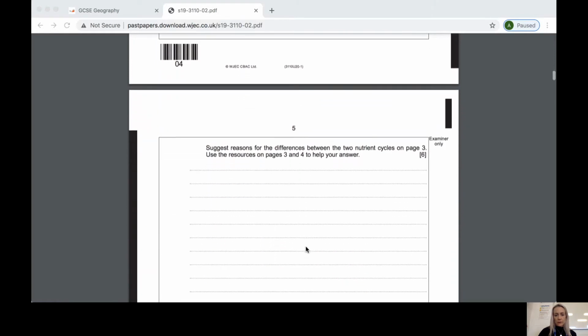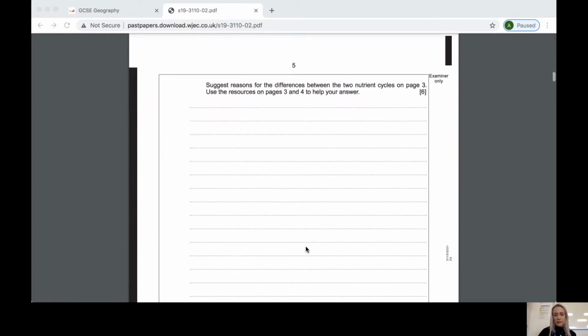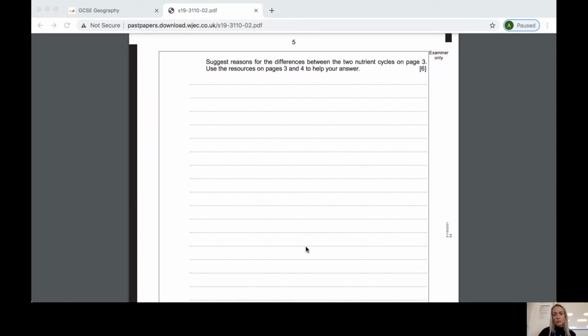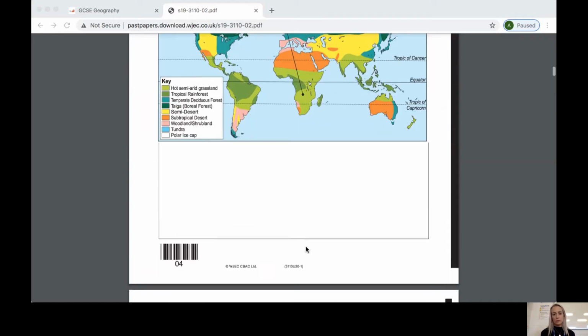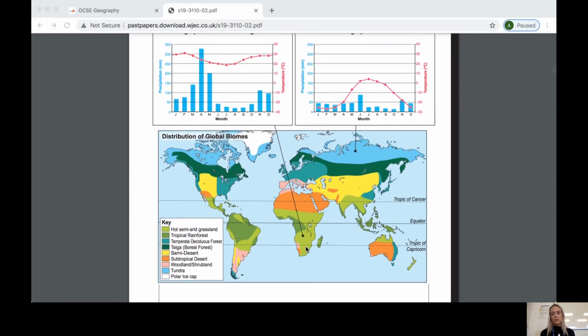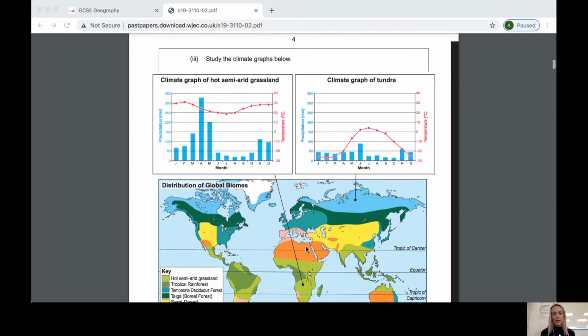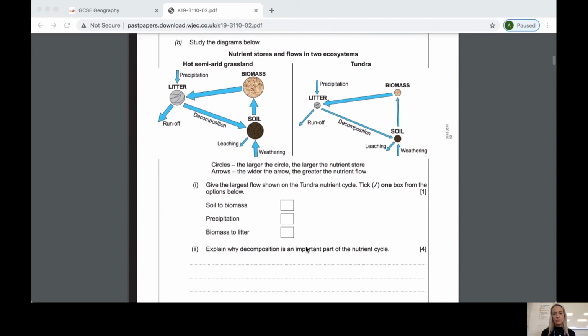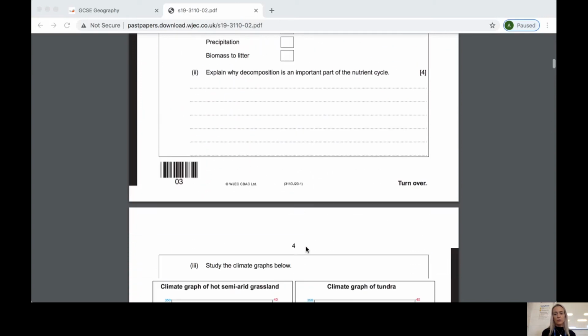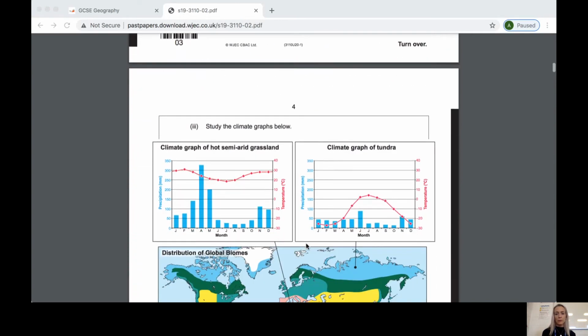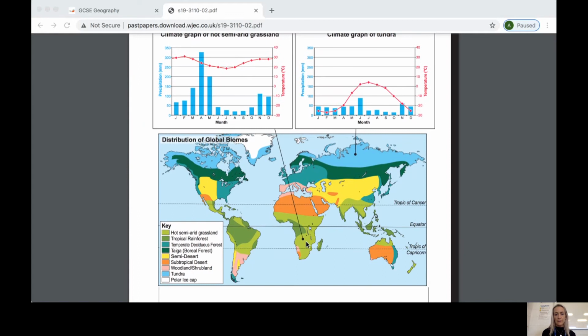So the question asks for 6 marks. Suggest reasons for the differences between the 2 nutrient cycles on page 3. Use the resources on pages 3 and 4 to help your answer. So we're looking for differences and reasons for the differences between the 2 nutrient cycles. Use these 2 graphs and this map, and also use these 2 nutrient cycles to help you give your answer. So you're going to be flicking back and forth in the exam paper to do this answer.